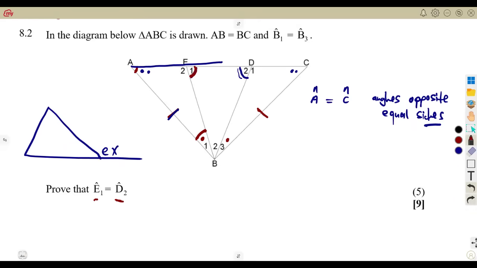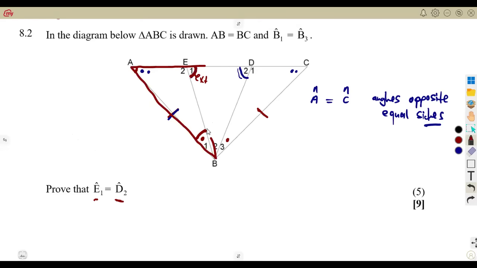If we take a closer look, this is exactly what is happening at angle E. E1 there is the exterior angle of this triangle ABE. It is an exterior angle that we have there. So meaning to say angle E1 is going to be the sum of angle A plus angle B1, the sum of these two.